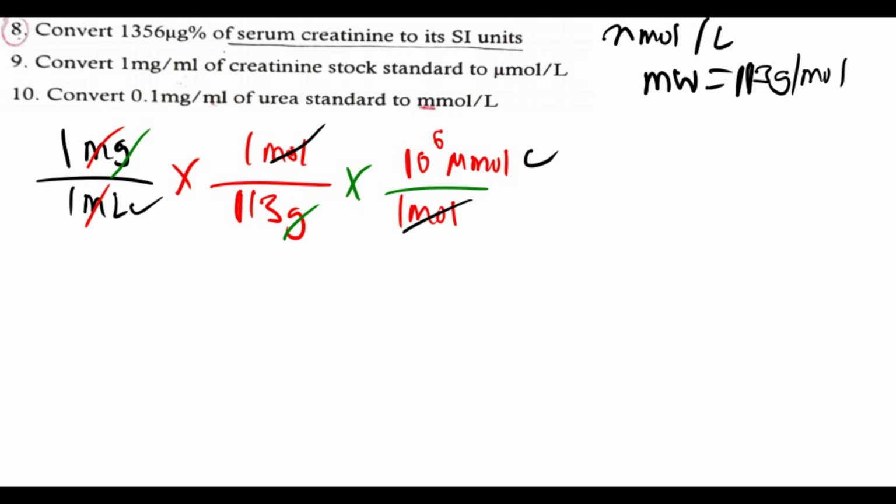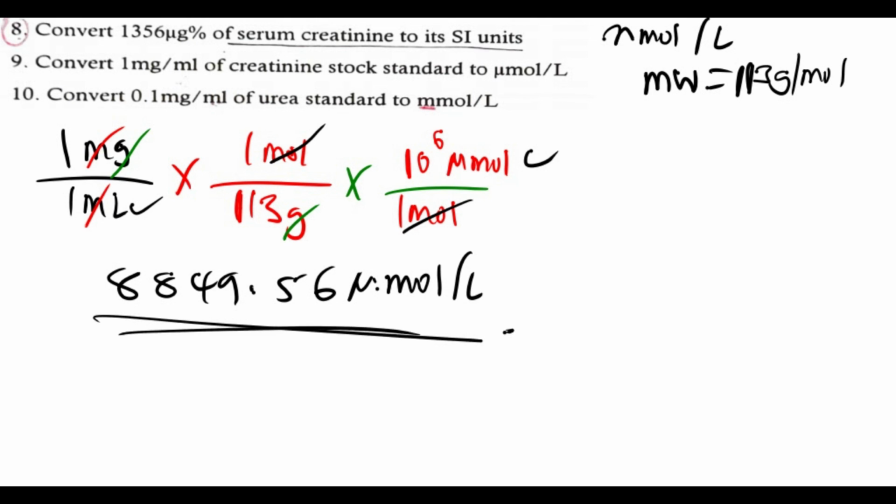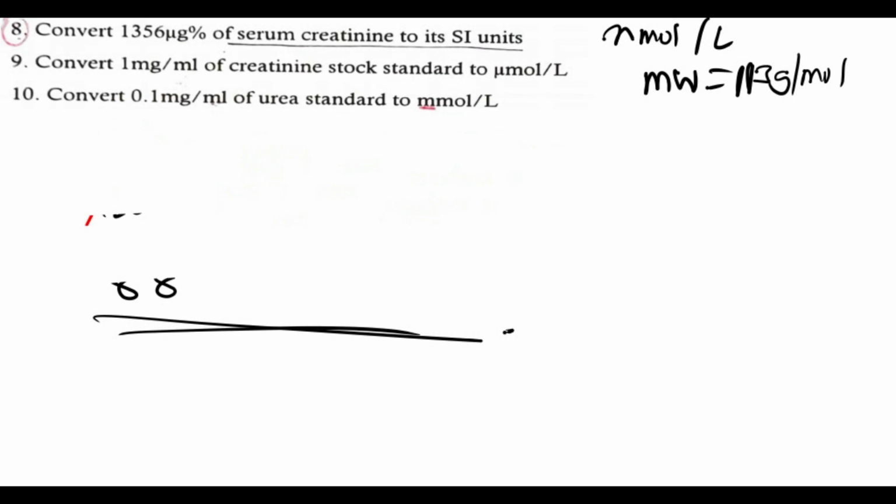So the answer I'm getting is 8,849.56 micromole per liter. If you want, you can round it off and say 8,850, but it's not going to make sense, so just leave it like that. So that's the answer. Let's now do the last one, question 10.